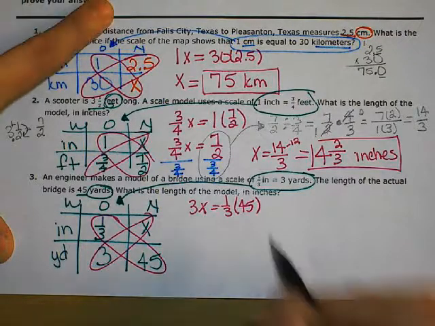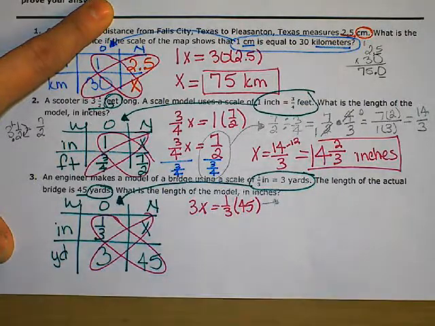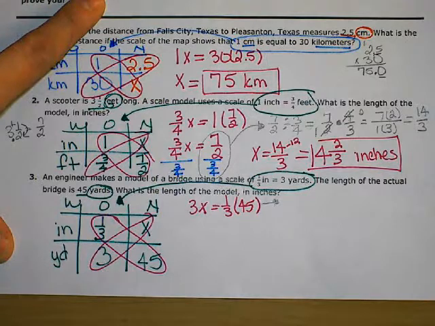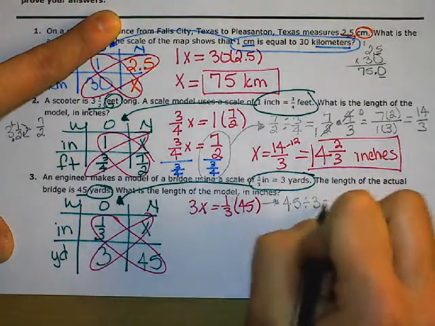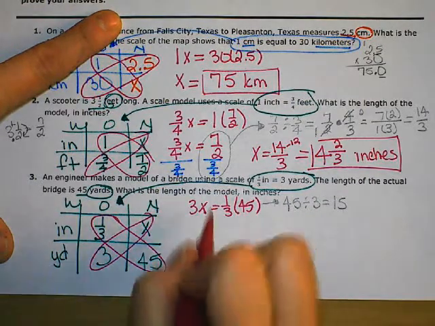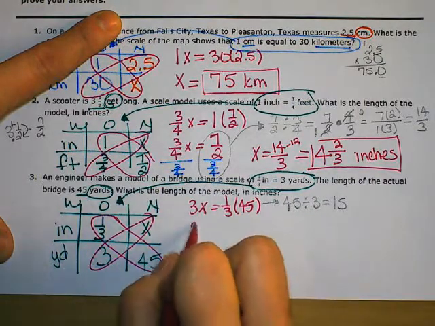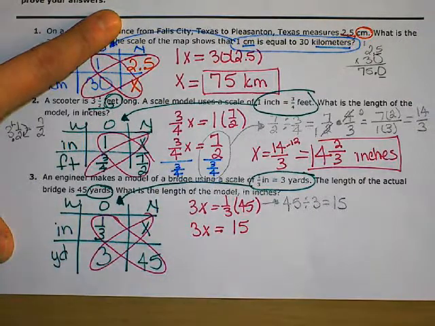On number 3, let's look at this 1/3 and 1/3 times 45. We just talked about multiplying by 1/3 is the same thing as dividing by 3. So I could say that 45 divided by 3 is equal to 15. So as I continue with my equation, I have 3 times x equals 15. That seems a little bit more simple.